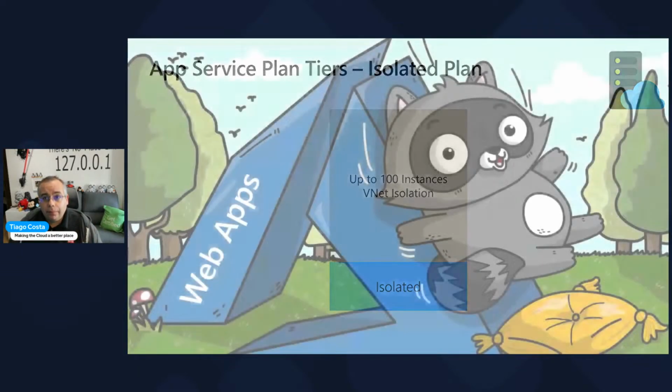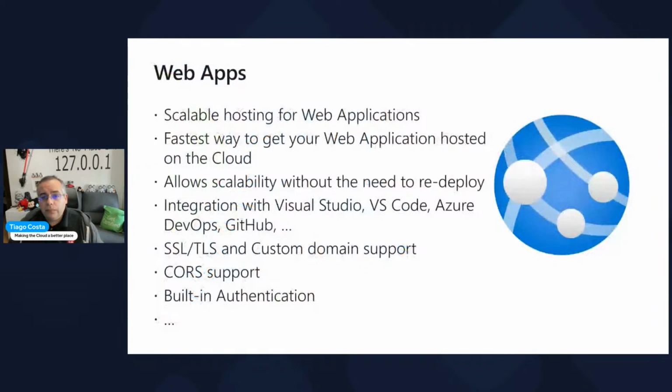So with this, what do we deploy after we have the app service plan taken care of? We create a web app. And our web apps, this is definitely one of the fastest ways, if not the fastest and simplest way, to host a web application in the cloud, an API in the cloud. You can have scalability without the need to redeploy this. You can just go on your app service plan and say 2 instances, done. Now you get 2 instances.